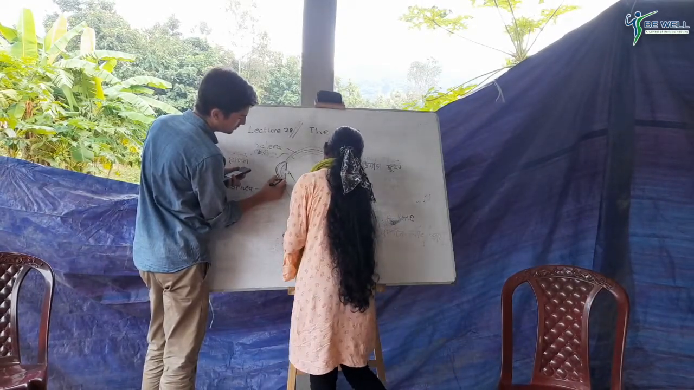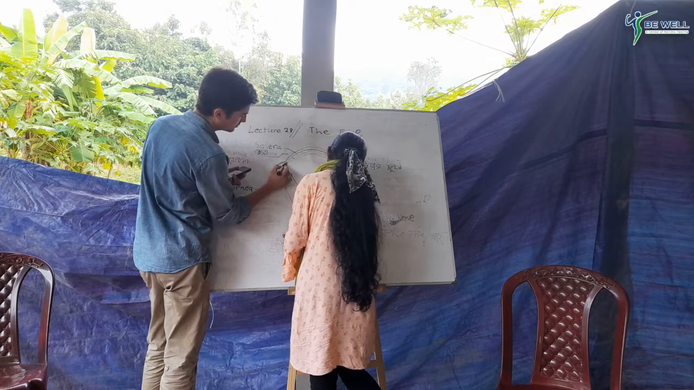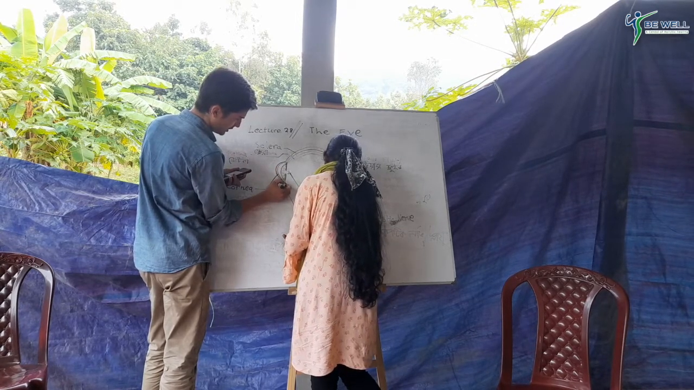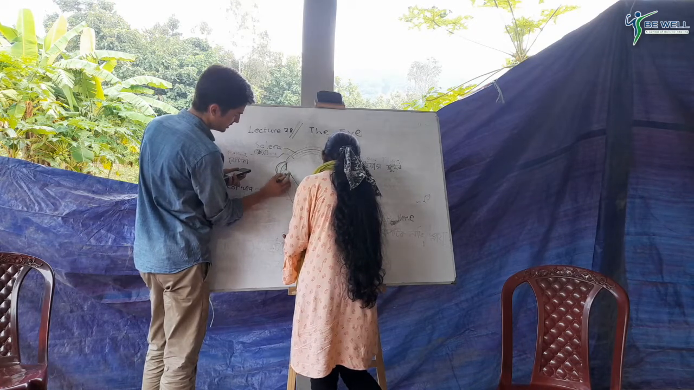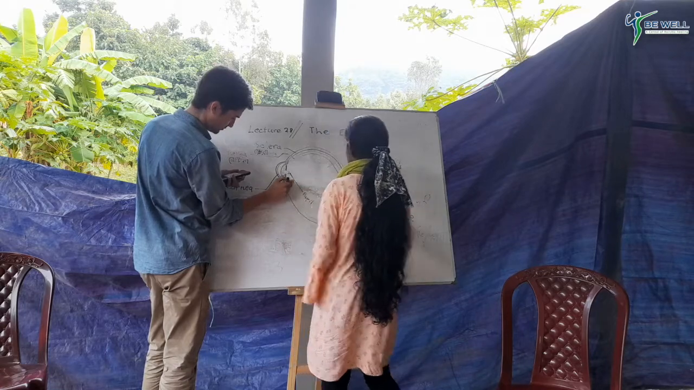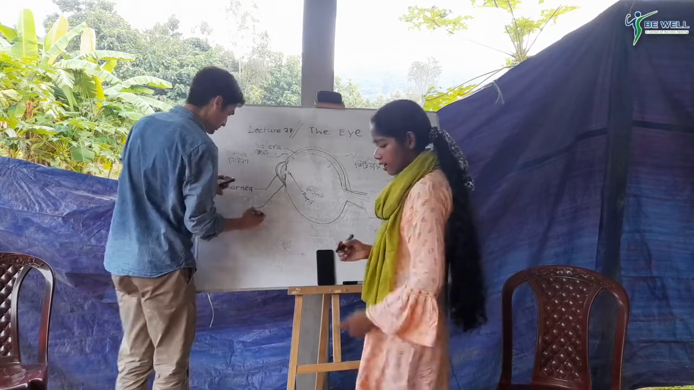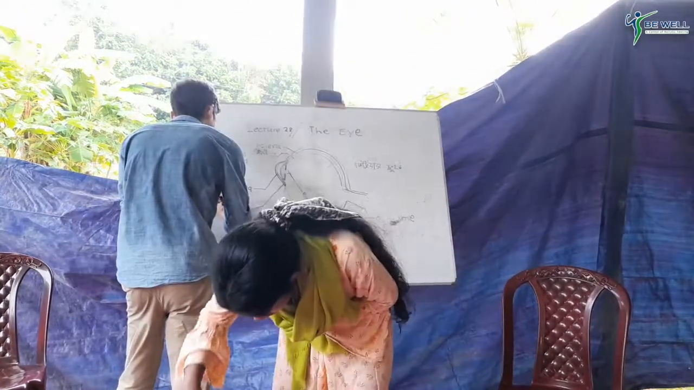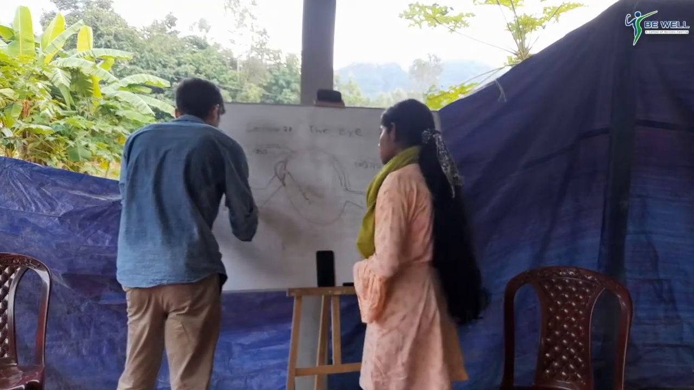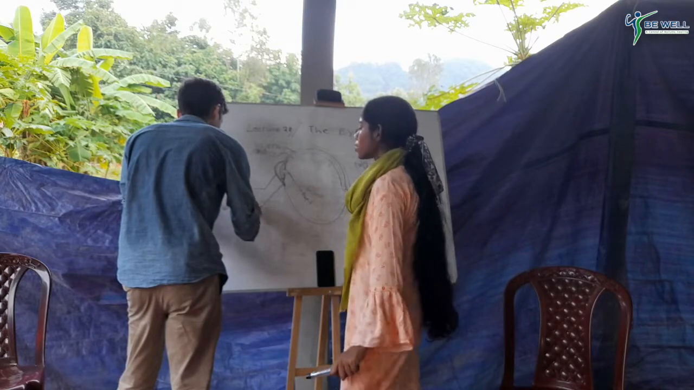On the edges of these, on the edges here, are little muscles. And they kind of go around like this. You can see in the diagram they look like red things. These are called ciliary muscles.